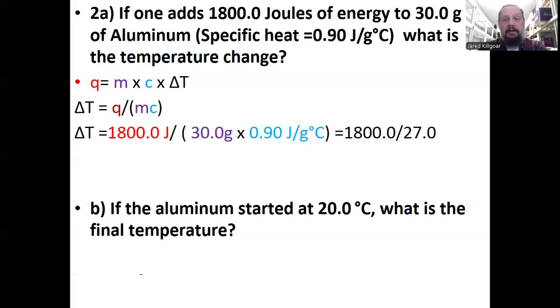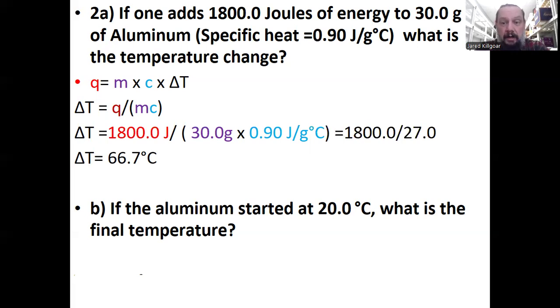And that ends up being equal to 1800 divided by 27. Remember, I would need to calculate the product of the mass and specific heat capacity first. So if you're using a calculator, make sure you pay attention to order of operations and you don't end up multiplying it. So that's why I have the parentheses there. So I get a value of temperature change of 66.7 degrees Celsius.